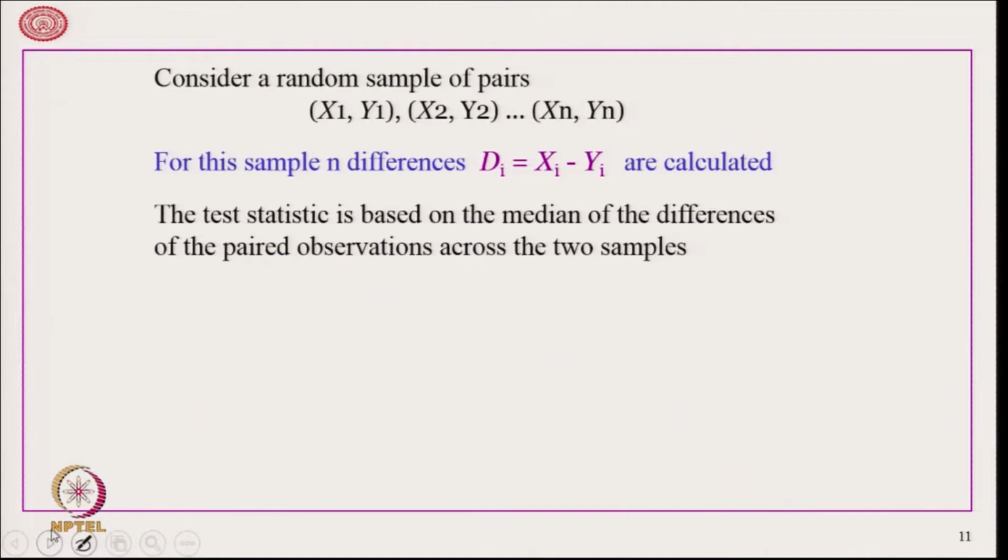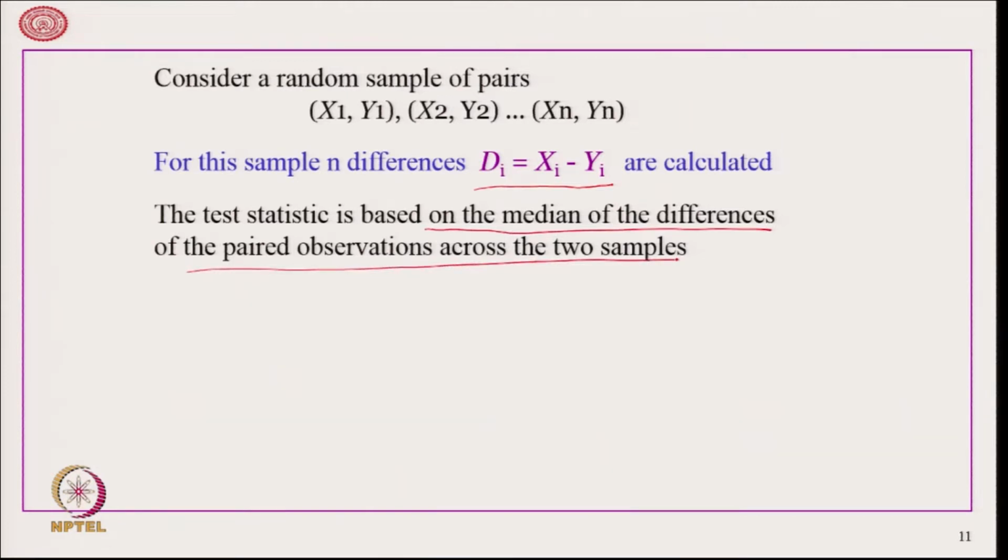So, consider a random sample of pairs (x1, y1), (x2, y2), ..., (xn, yn). For this sample, n differences can be calculated. Di is equal to xi minus yi. That means what it was before and what it was after. So, that gives you the difference, and then the test statistic is based on the median of the difference of the paired observations. So, I hope the concept is clear.